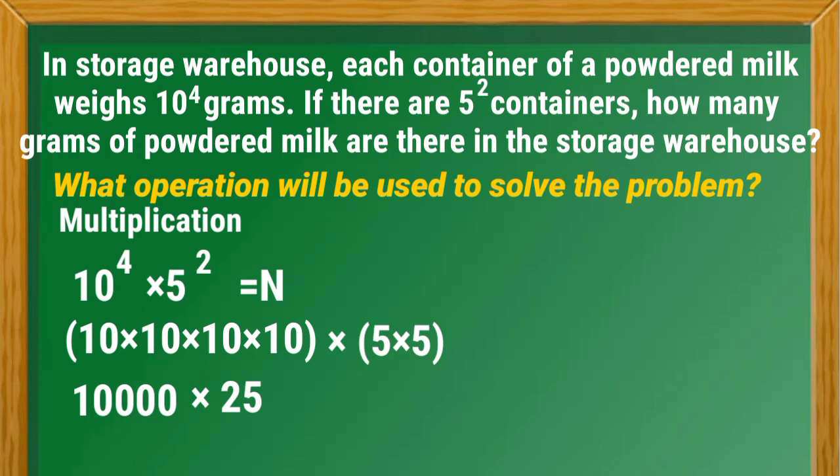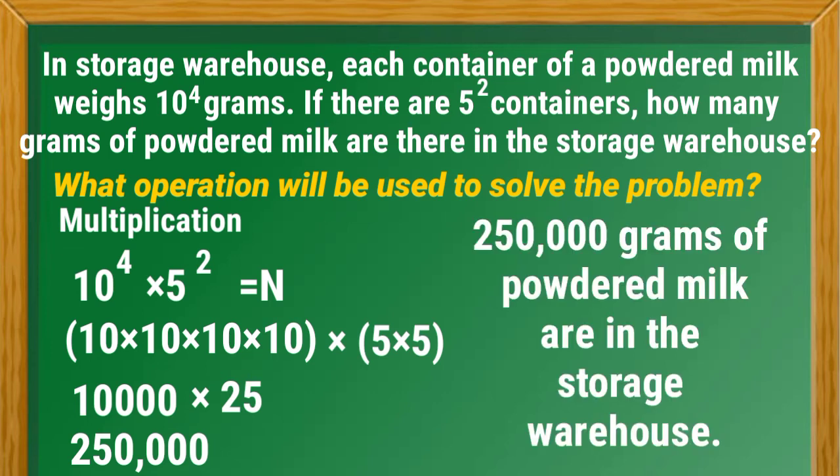We can write the number sentence as follows. 10 to the power of 4 times 5 squared equals n, which is 10 times 10 times 10 times 10 times 5 times 5. First, we are going to find the product of 10 to the power of 4, which is 10,000. And then we are going to find the product of 5 squared, which is 25. 10,000 times 25 is 250,000. So the final answer is 250,000 grams of powdered milk in the storage warehouse.